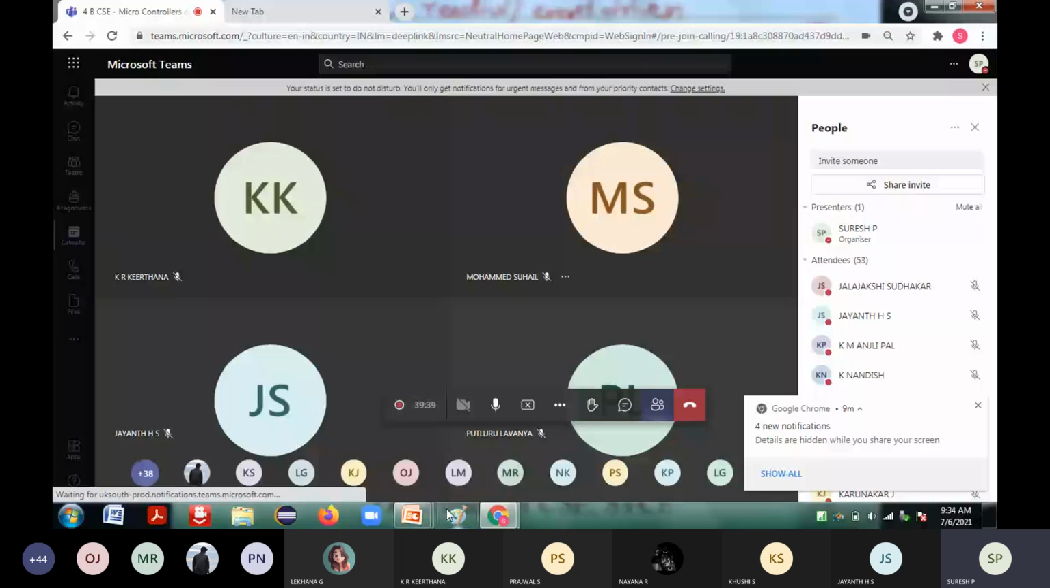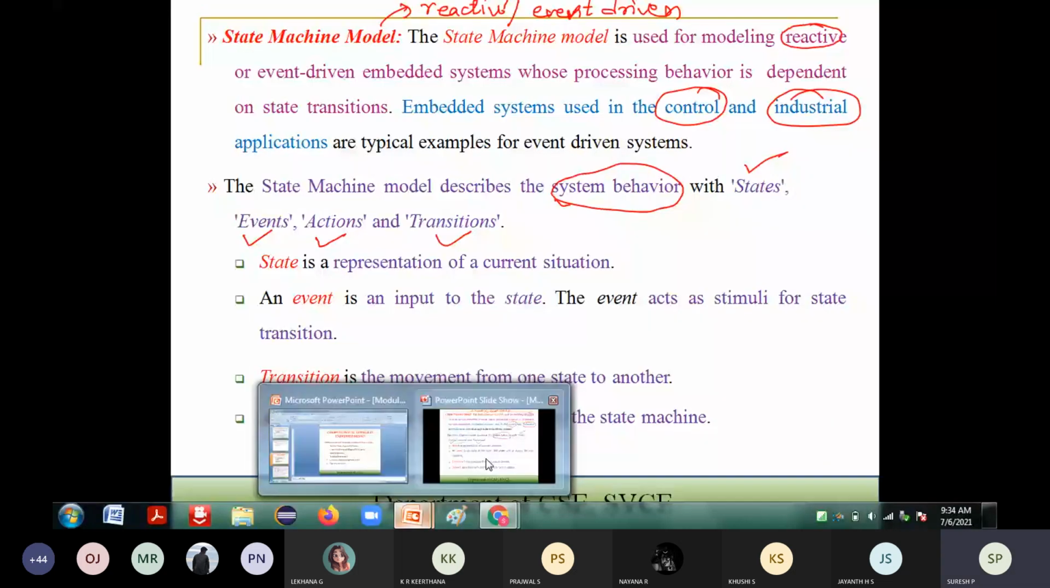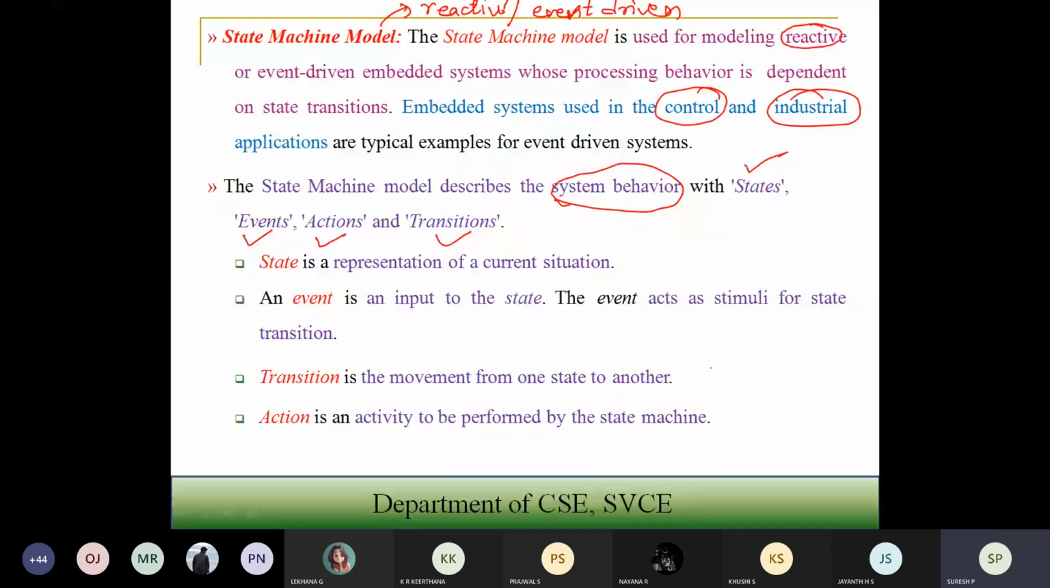So next comes the action. Action is nothing but the activity to be performed by the state machine. Depending upon the type of the activity, what is going to be done, what action I have to take, that will be defined by the action. So these are the four different aspects of system behavior that your state machine model is going to specify.